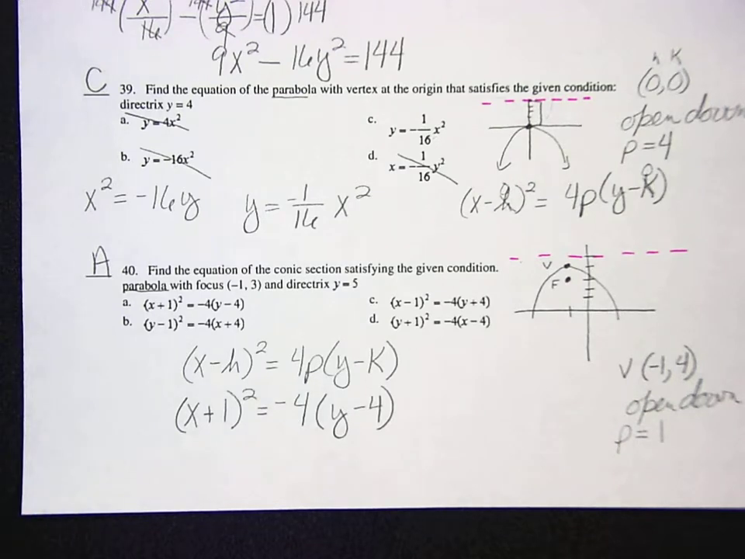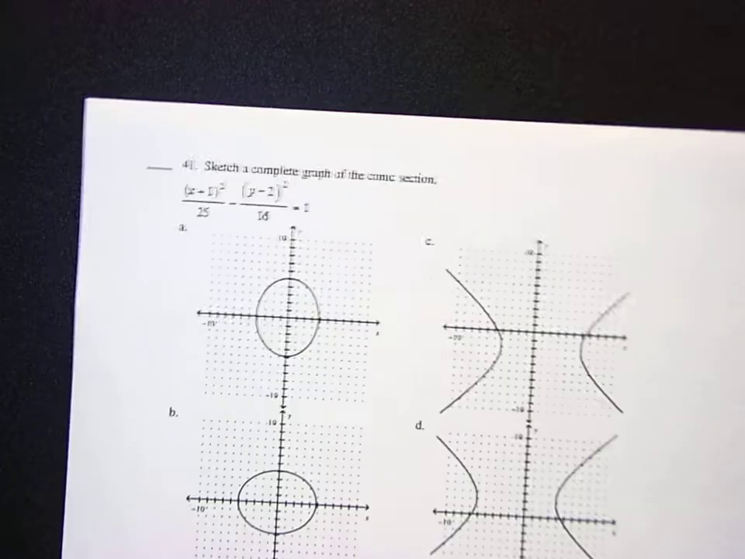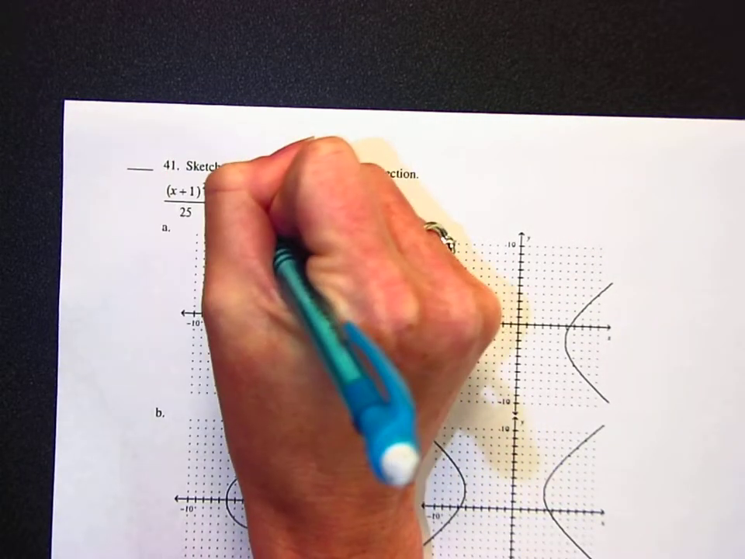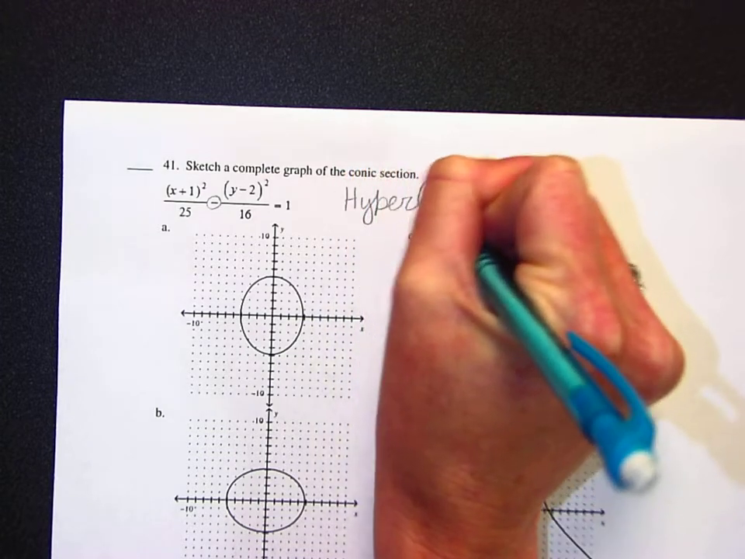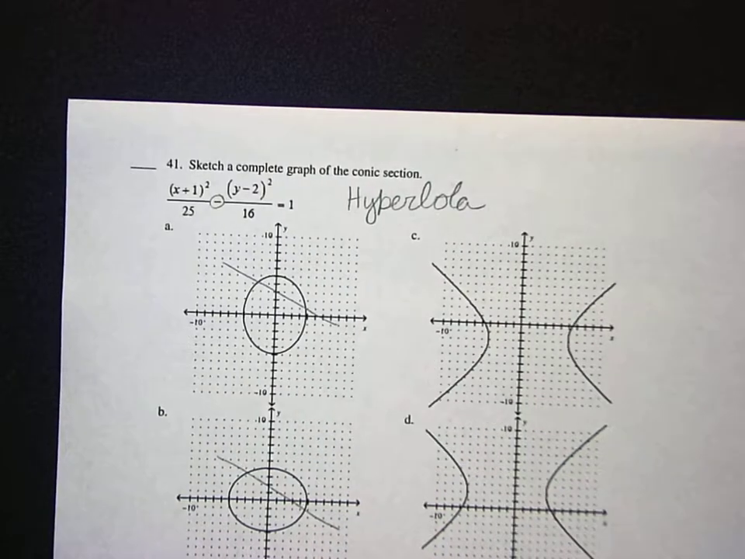Good. All right, let's see if we can get through one more before my time runs out. So on number 41, we're trying to sketch this figure here. If I just look at my formula, I've got a minus sign in between these two fractions right here. That tells me that I'm working with a hyperbola. So already I can say it's not this one and it's not this one.